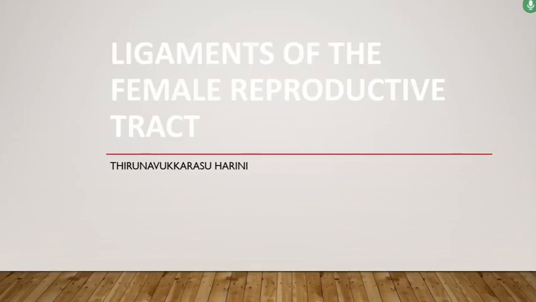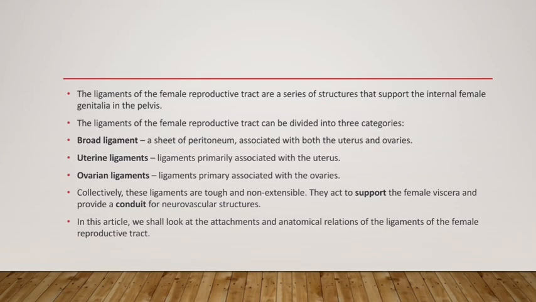Of the female reproductive tract. The ligaments of the female reproductive tract are a series of structures that support the internal female genitalia and the pelvis. The ligaments of the female reproductive tract can be divided into three categories.